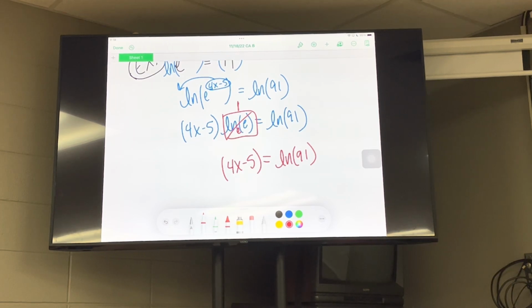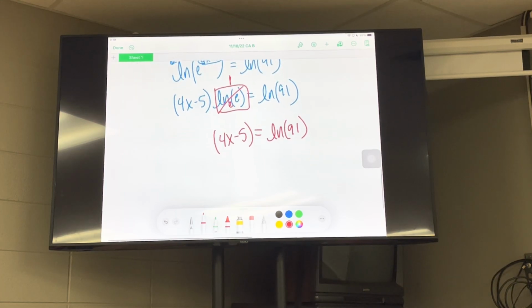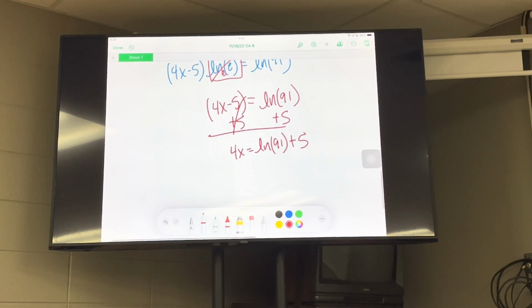What is my goal? Get x by itself. Same goal I've had forever. So add 5. Now this natural log of 91 just stays the natural log of 91. So I can't add the 5 into the 91 because, you know, I'm not taking the natural log of 5. So it's 4x equals natural log of 91 plus 5. But you could work out the natural log of 91 and add it. Yes, okay.